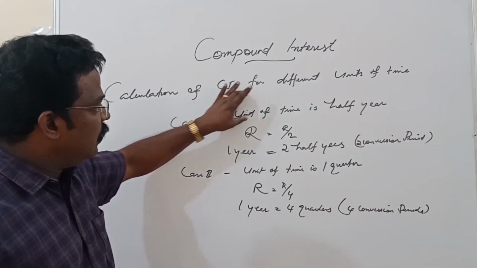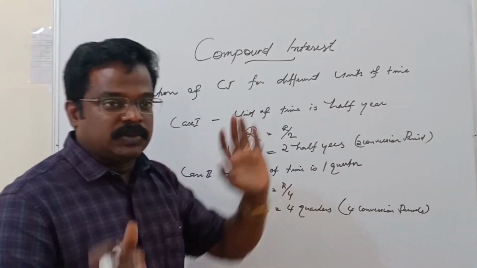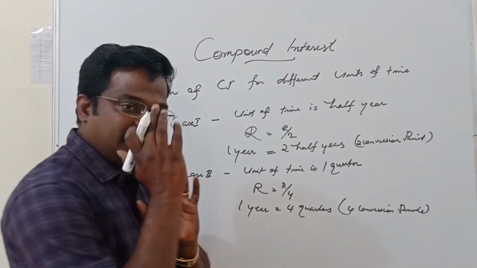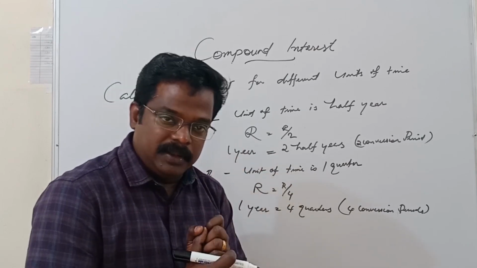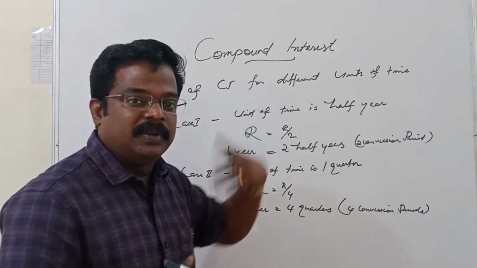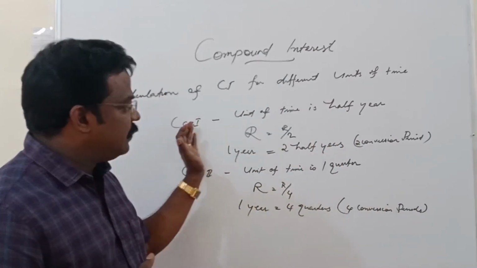The first case, unit of time is half year. So they are calculating compound interest half yearly. After every 6 months they will calculate the interest. So after 6 months the amount, that means the principal, will change. Okay, so that is the way to calculate.